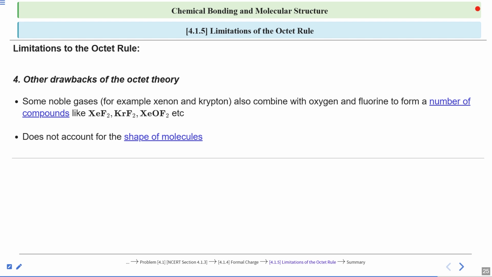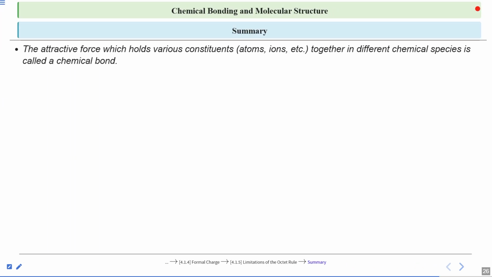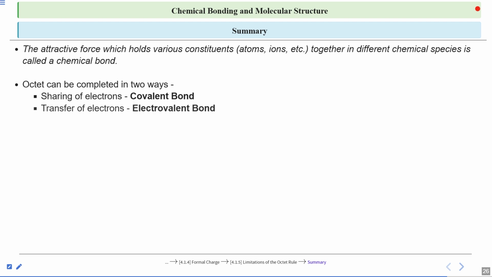Now this was all for today's class. Now we will quickly move to the summary of what we have dealt with till now. The first is that a chemical bond is formed by the attraction between the atoms or ions. Now this bond is formed due to the incompleteness of the valence shell. So to complete its octet, it forms a bond, and it does so in two ways. First is sharing, through which the covalent bond is formed. Second is transfer, where it forms the electrovalent bond.